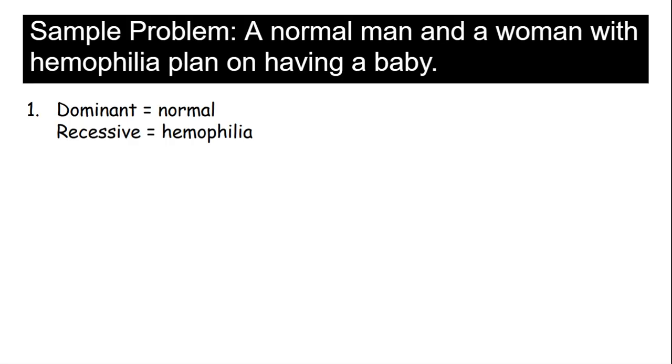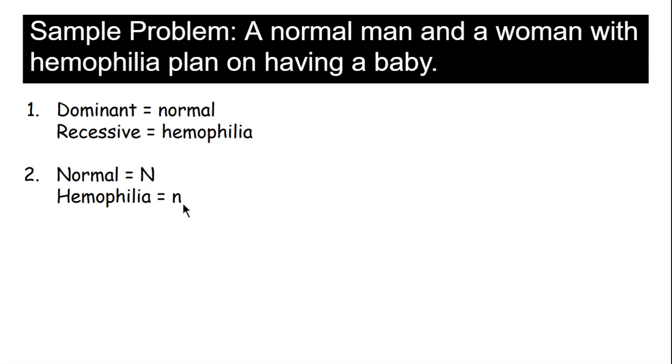So we're going to turn to our sample problems. Our example problem, a couple pages back in our note packet. So a normal man and a woman with hemophilia plan on having a baby. In step 1 for all of these, dominant is always normal, okay? Recessive is always whatever disease it is. Notice they didn't tell us here it was sex-linked. So if you ever see hemophilia, muscular dystrophy, color blindness, any of those, you're going to have to know it's automatically sex-linked.